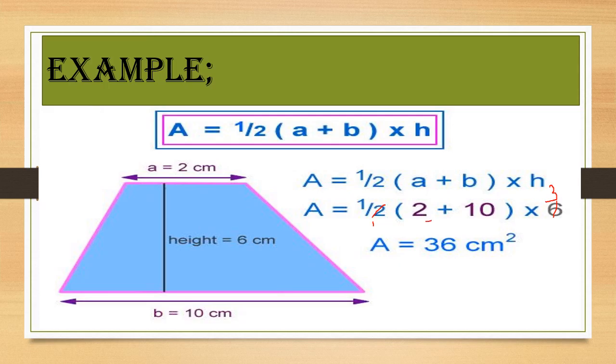First we have to add these two numbers. 2 plus 10 is 12. 12 into 3. 12 3s are 36 centimeters square. That's all, children.